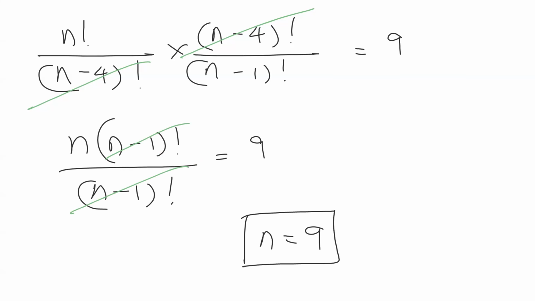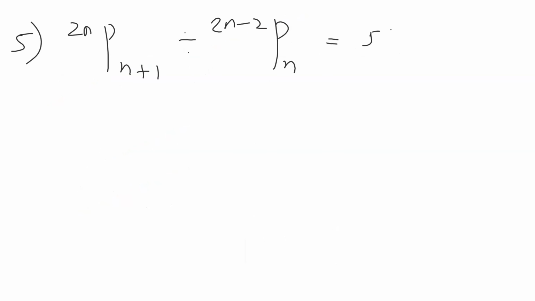That was question number 4. I'll go to question number 5. Okay. 2n P n plus 1 divided by 2n minus 2 P n is equal to 56 divided by 3.